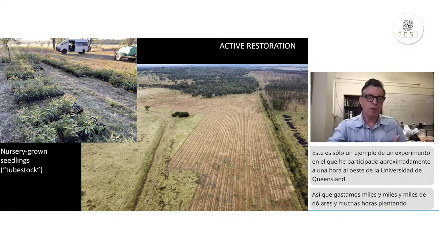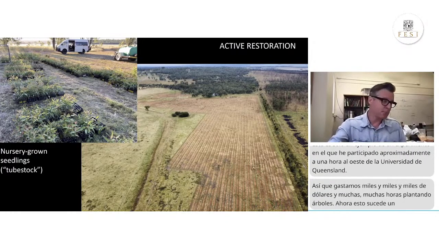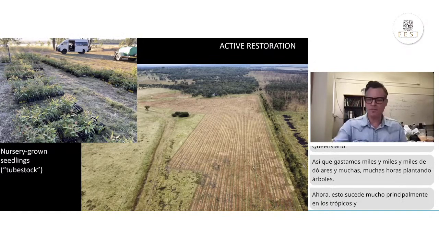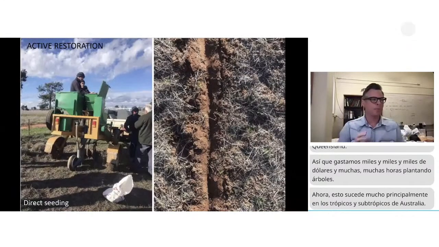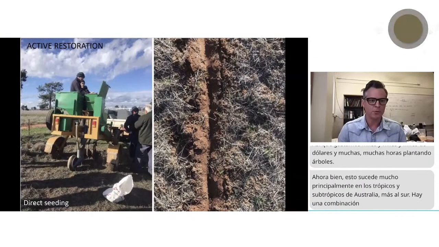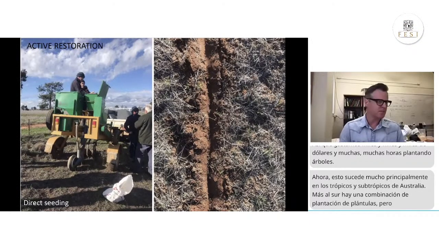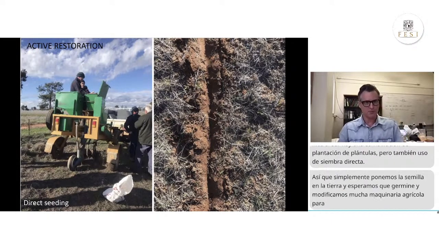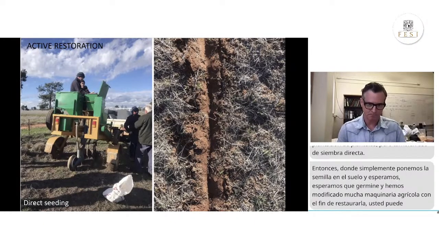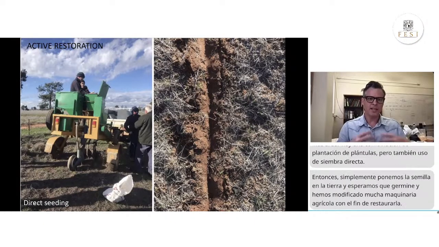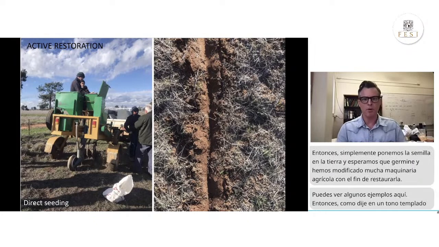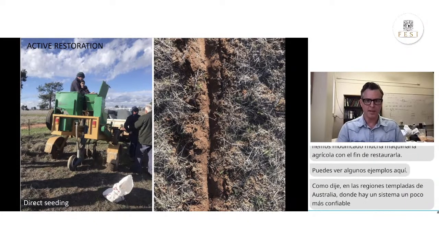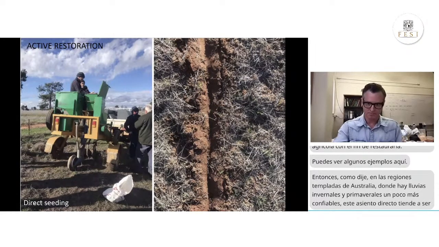Now, this happens mainly in the tropics and subtropics of Australia. Further south, there's a combination of planting seedlings, but also using direct seeding. So where we just put the seed in the ground and hope it will germinate. And we've modified lots of farm machinery for the purposes of restoration. You can see some examples here. So as I said, in the temperate regions of Australia, where there's a bit more of a reliable winter and spring rainfall, this direct seeding tends to be more commonly used.